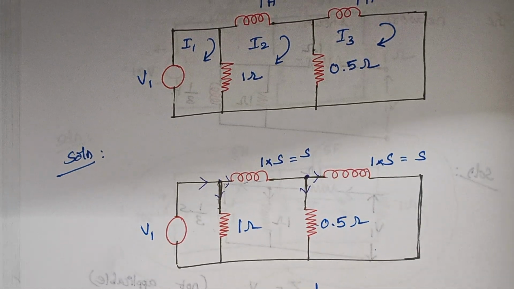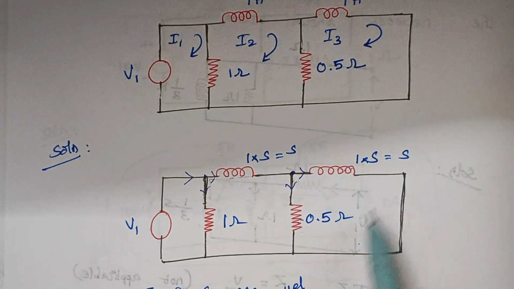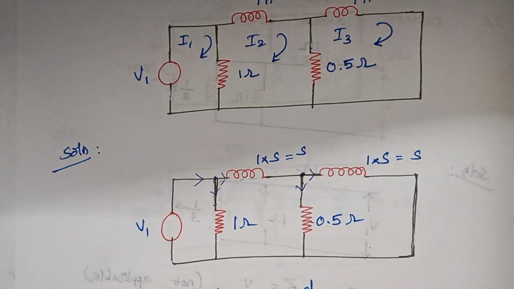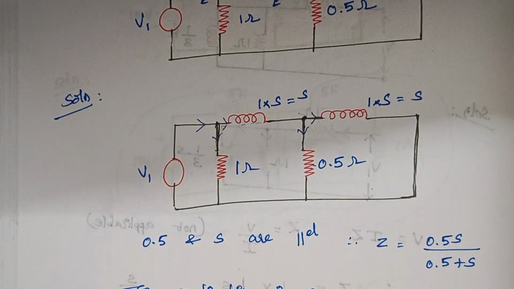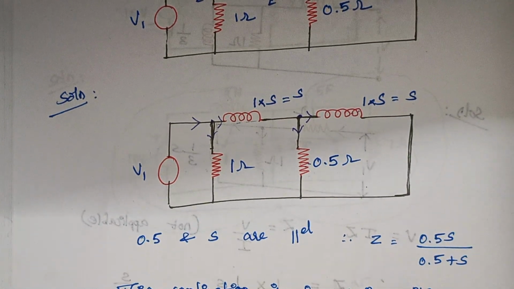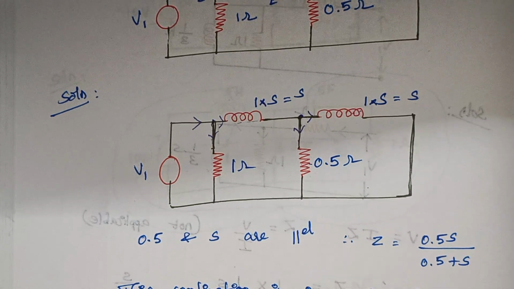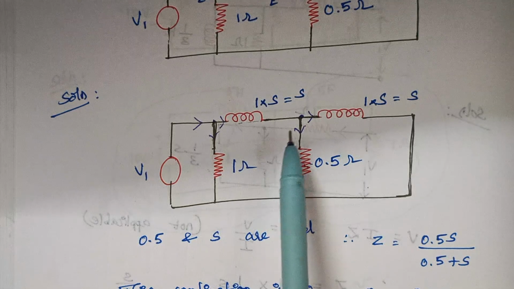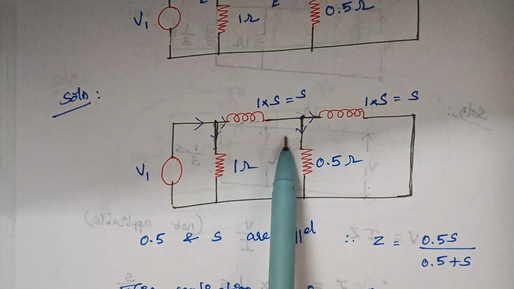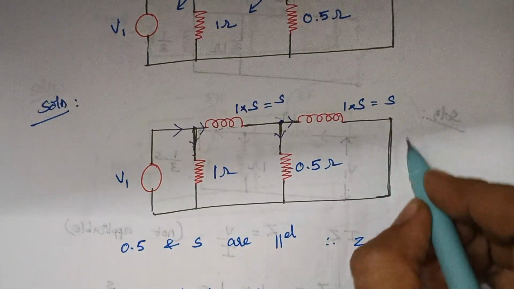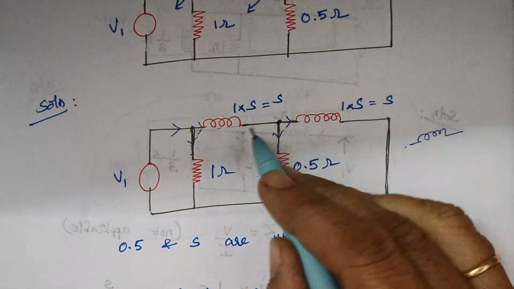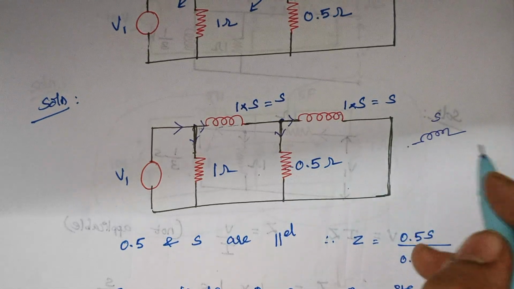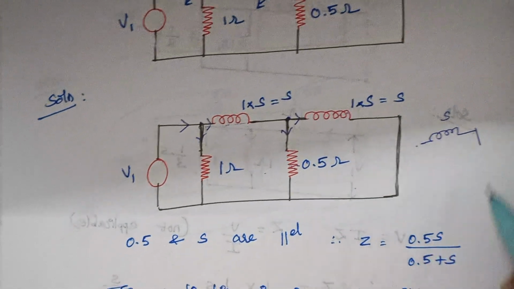The value of impedance is again R1 into R2 divided by R1 plus R2. So here it is 0.5 into S divided by 0.5 plus S. This is the value of the impedance. Now when you look back, I have resolved these two things into a single element. Now that element comes in series with this inductor. I hope you can understand. This is the inductor S, and I have converted these two things into a single element.